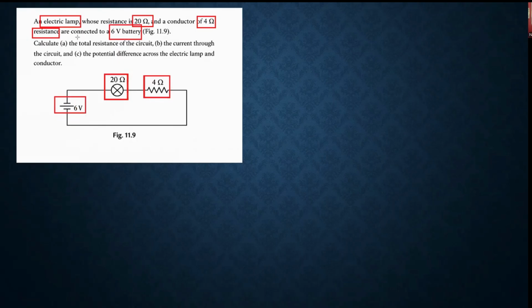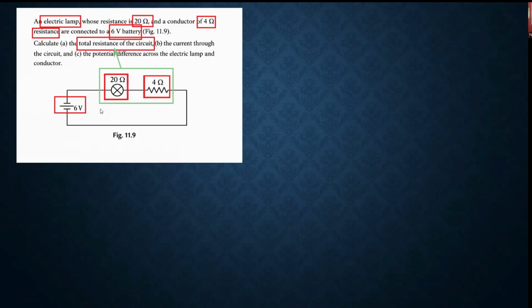What is it asking? It is asking for the total resistance of the circuit. It will be the addition of these two. It's a series combination, no? You don't have to take the reciprocal. You directly add 20 plus 4, which will give you the total resistance.